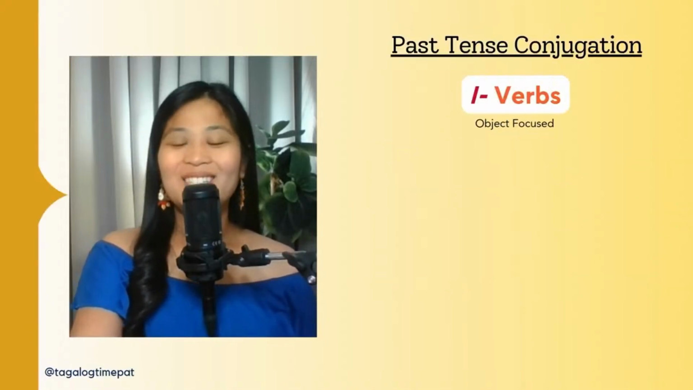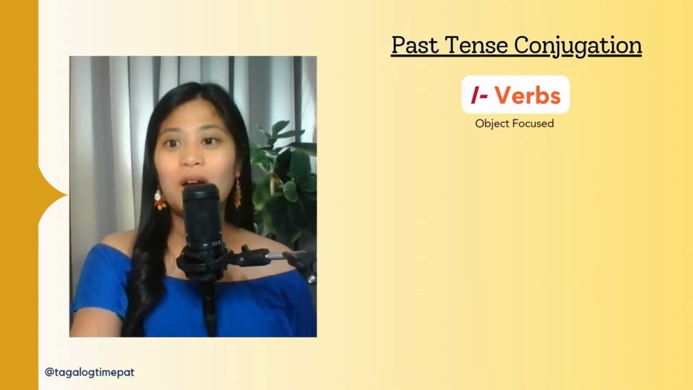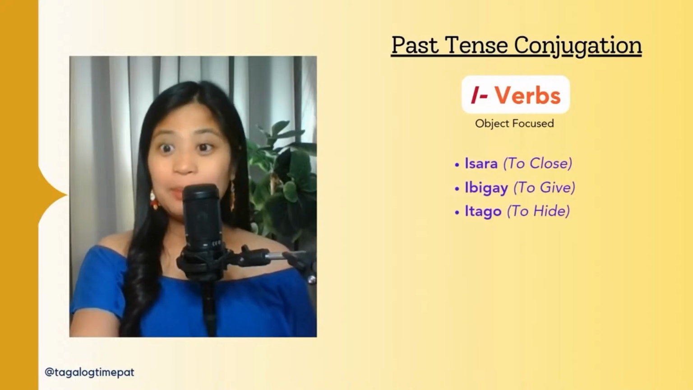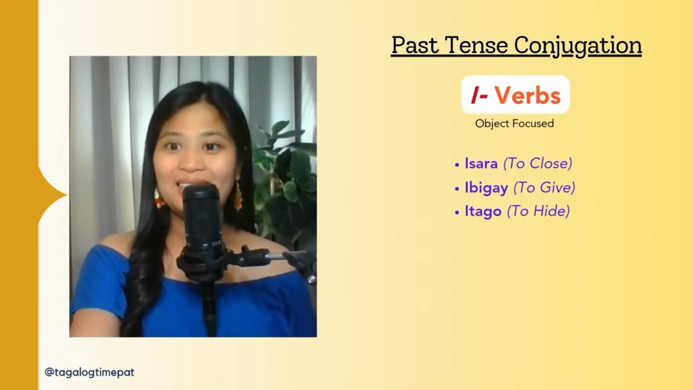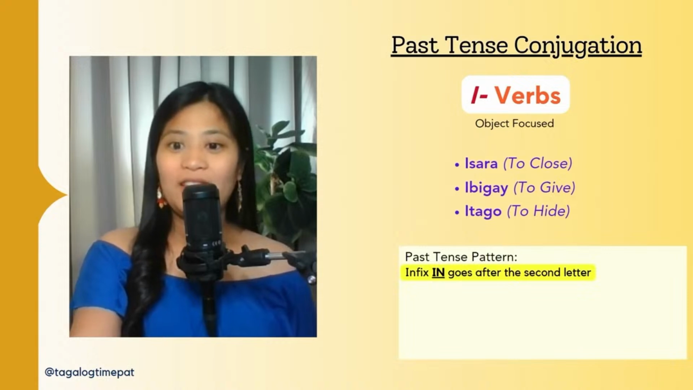All right, so now lastly, let's take a look at verbs. These are usually object focused, and here are some examples. Isara means to close. Ibigay means to give. Itago means to hide. In the past tense, the infix goes after the second letter for verbs.